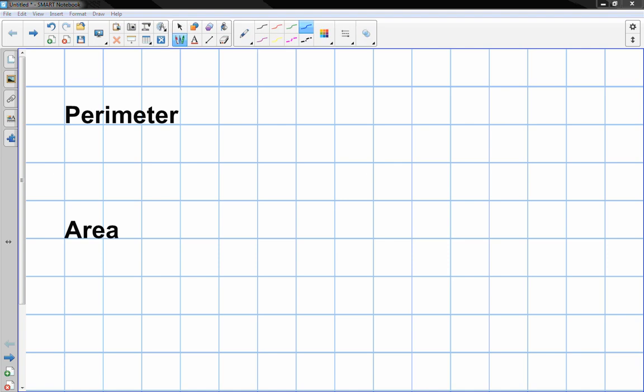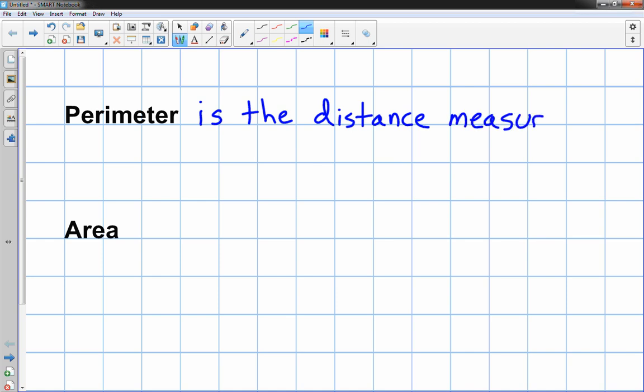Perimeter is the distance measured, maybe we'll say it like that, around a shape.